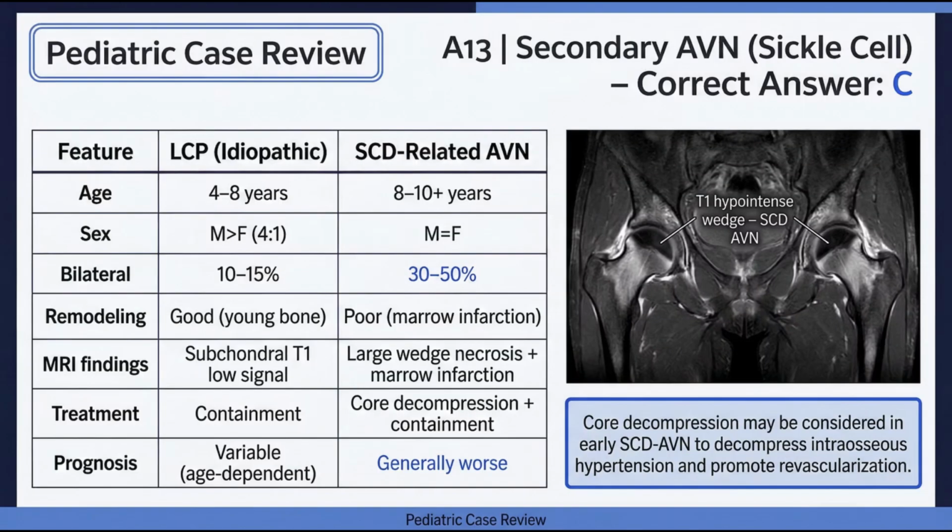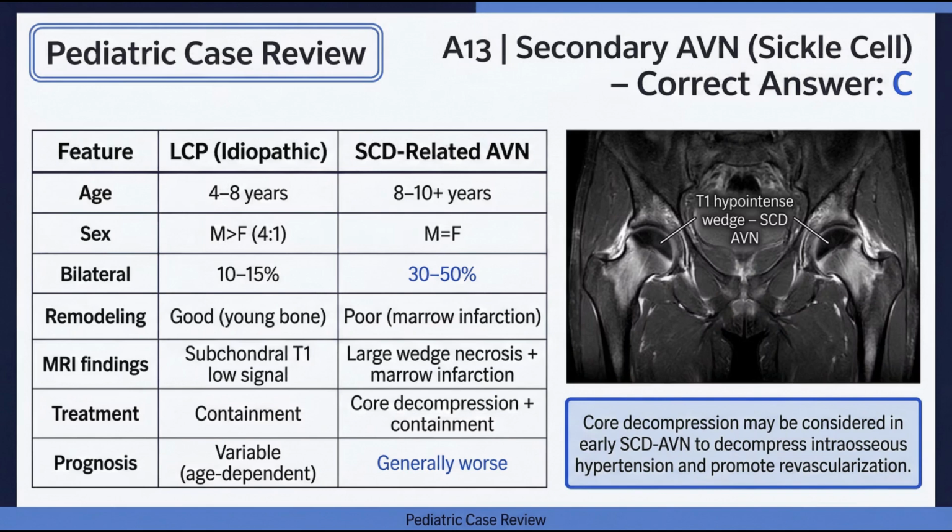Sickle cell-related avascular necrosis typically presents in older children aged 8 to 10 years or above, is bilateral in 30 to 50% of cases, and has less remodeling potential than idiopathic Legg-Calvé-Perthes disease. In contrast, Legg-Calvé-Perthes disease affects younger children aged 4 to 8 years, is bilateral in only 10 to 15%, and has good remodeling potential due to younger bone age. Legg-Calvé-Perthes disease has a 4-to-1 male predominance, while sickle cell-related avascular necrosis affects males and females equally.